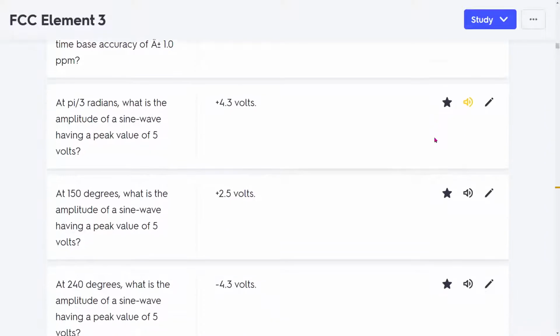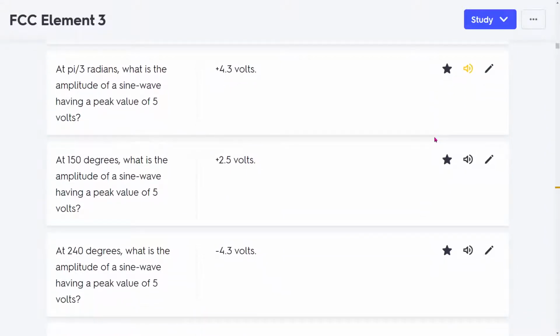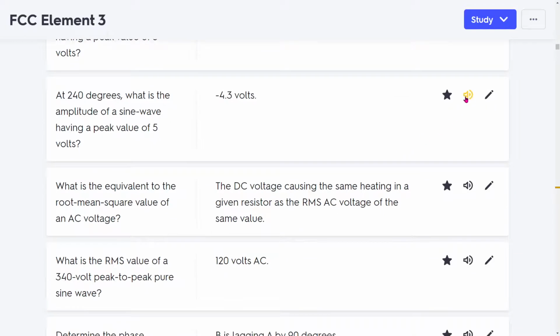At pi/3 radians, what is the amplitude of a sine wave having a peak value of 5 volts? Plus 4.3 volts. At 150 degrees, what is the amplitude of a sine wave having a peak value of 5 volts? Plus 2.5 volts. At 240 degrees, what is the amplitude of a sine wave having a peak value of 5 volts? Minus 4.3 volts. What is the equivalent to the root mean square value of an AC voltage?